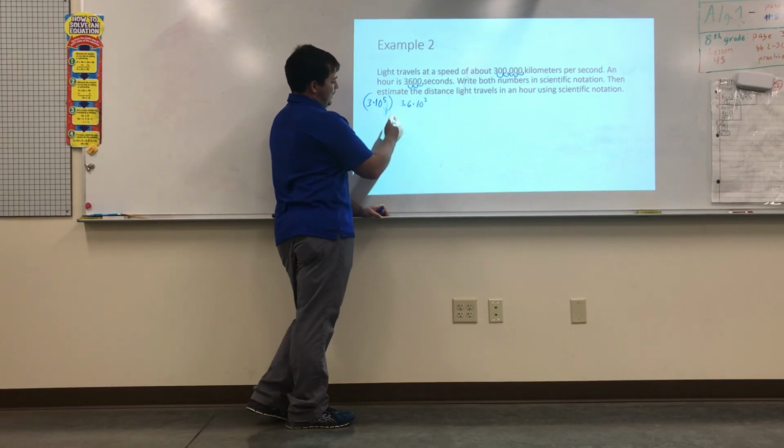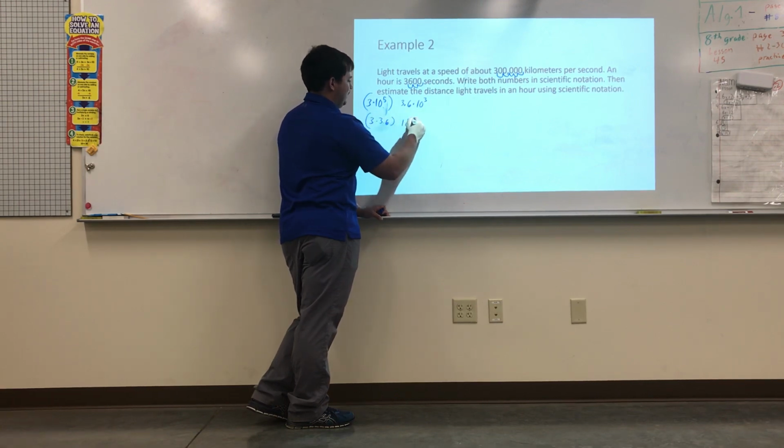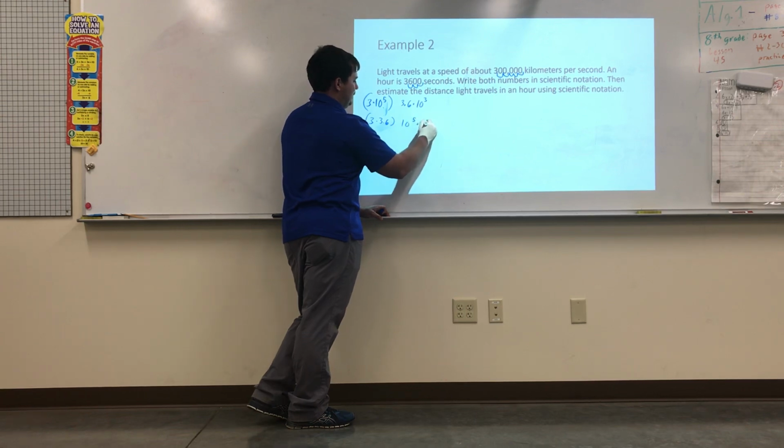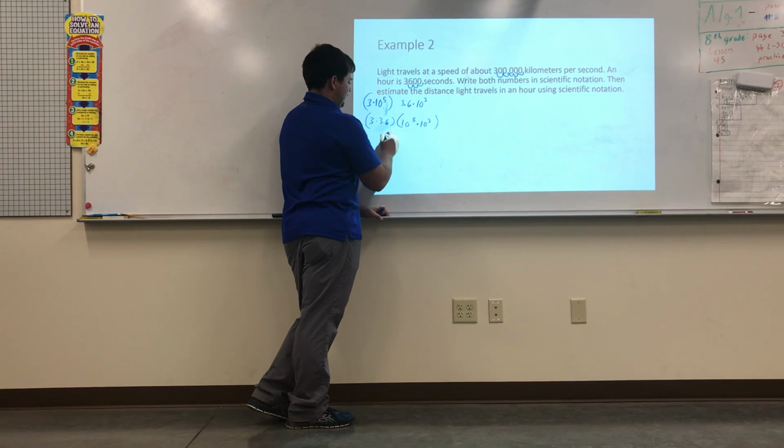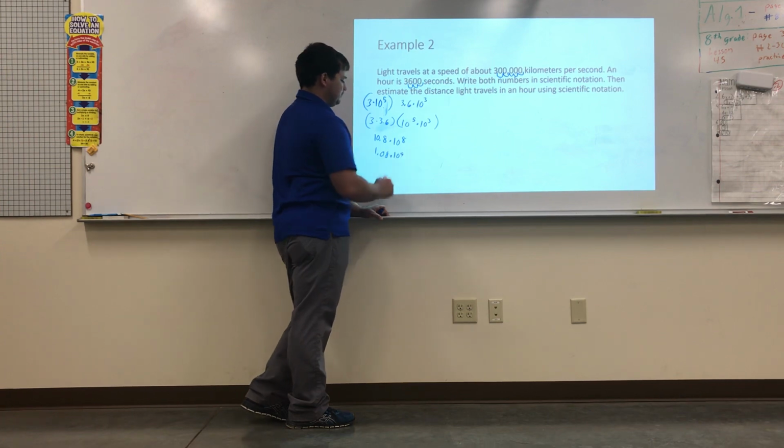Multiply this first part. Let's do it first. It's 3 times 3.6, parenthesis, 10 to the 5th times 10 to the 3rd. We're going to get about 10.8 times 10 to the 8th. Got to move this to one significant figure. We're going to get 1.08 times 10 to the 9th.